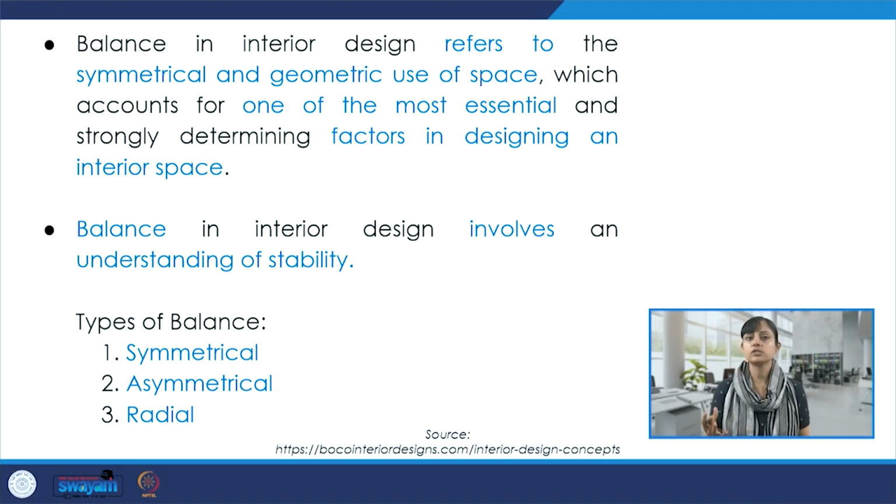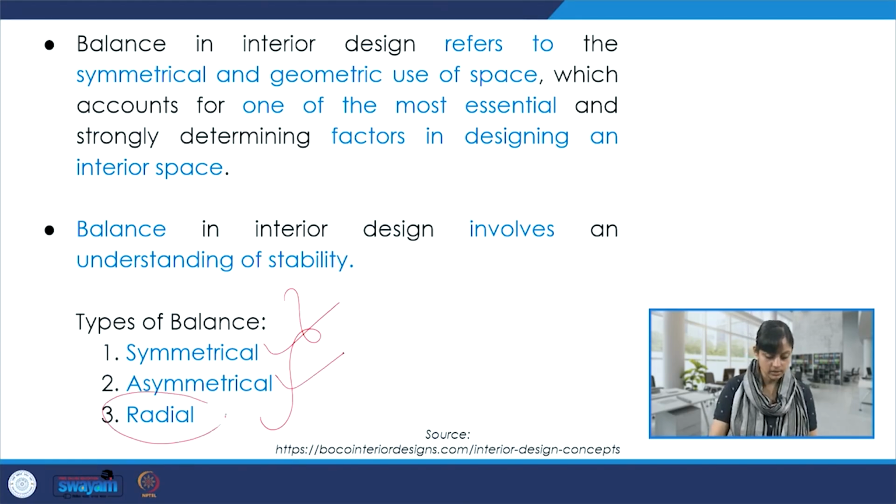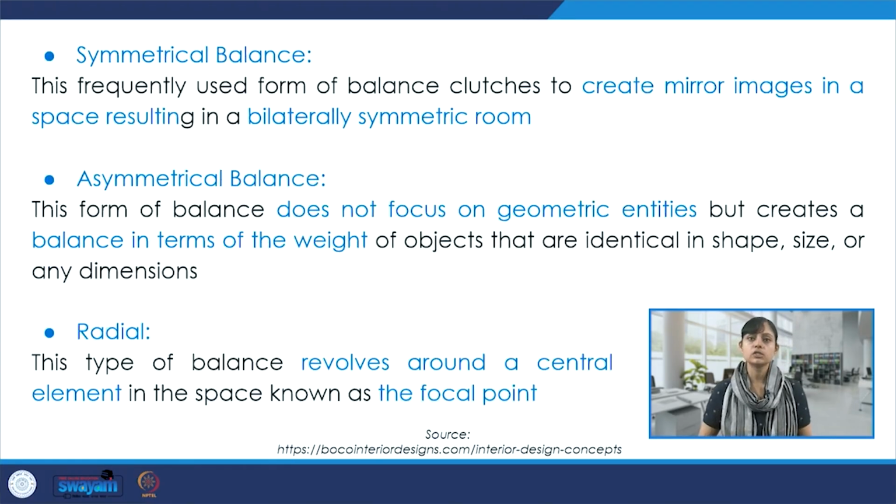And it refers to symmetrical and geometric use of space, and which accounts for one of the most essential factors in designing any interior space. And it involves an understanding of stability. There are 3 kinds of balances, primarily speaking. So, symmetrical, asymmetrical, and this one, which is very interesting, is radial. So, when we talk about the symmetrical balance, it creates mirror images in a space. And this results in a bilaterally symmetric room or a space. It could be any space.